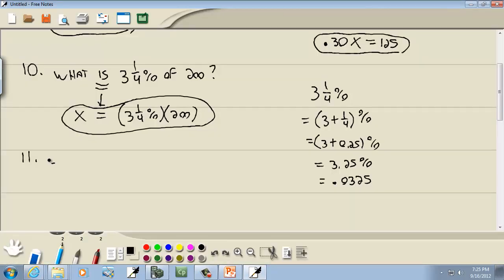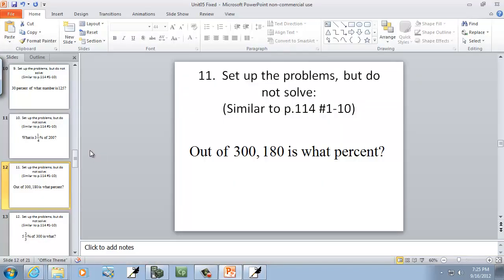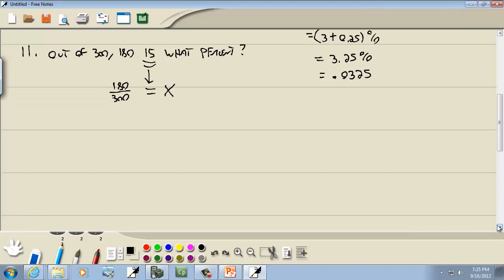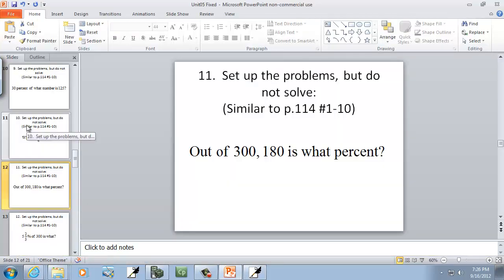Okay. This one's a little bit weird. Out of 300, 180 is what percent? Well, where the is your equals. What percent? That has to be x. And out of 300, 180. What they're implying there is we got 180 over 300. Now this is going to give us a decimal, and it's asking us for the percent, so we're going to need to move our decimal place 2 places to the right when we're all done, which we'll see with some examples, but thought I'd mention it there.